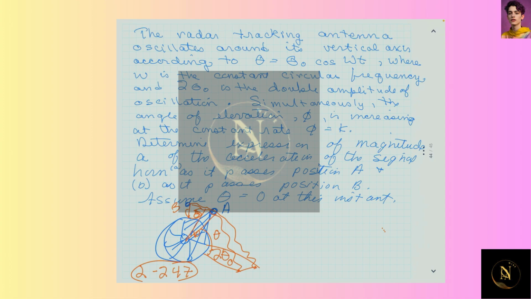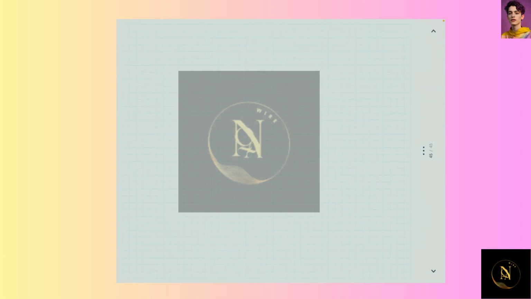Determine the expression for the magnitude A of the acceleration of the signal horn as it passes position A and as it passes the top of position B, assuming that theta equals 0 at that instant. Okay, let's see if there's any chance I can figure this out.